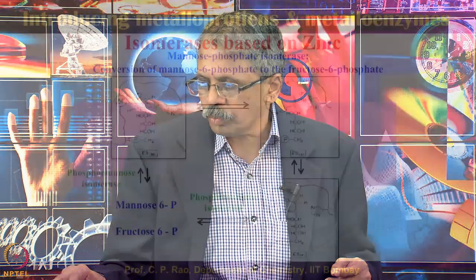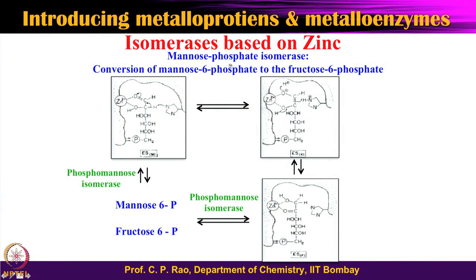One last enzyme I would like to cover for you is that it is not only hydration, not only oxidoreductase, not only the ligase property, we can also have isomerase, isomerizing some groups. And the example taken is mannose phosphate isomerase. That means it isomerizes the mannose moiety. So, this converts mannose 6 phosphate into fructose 6 phosphate.